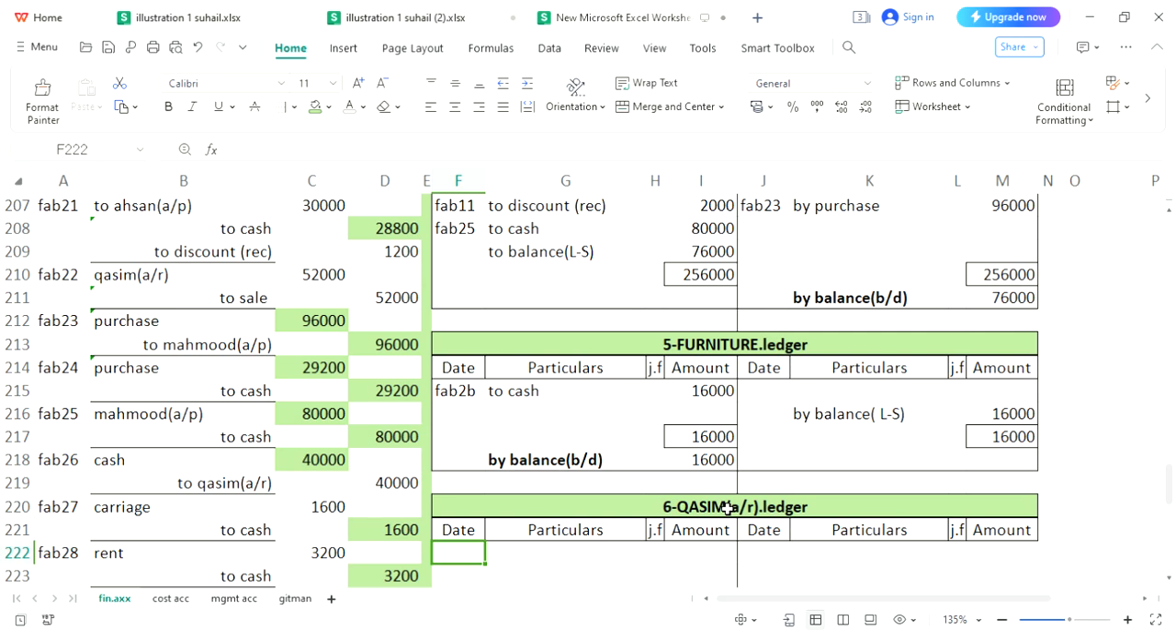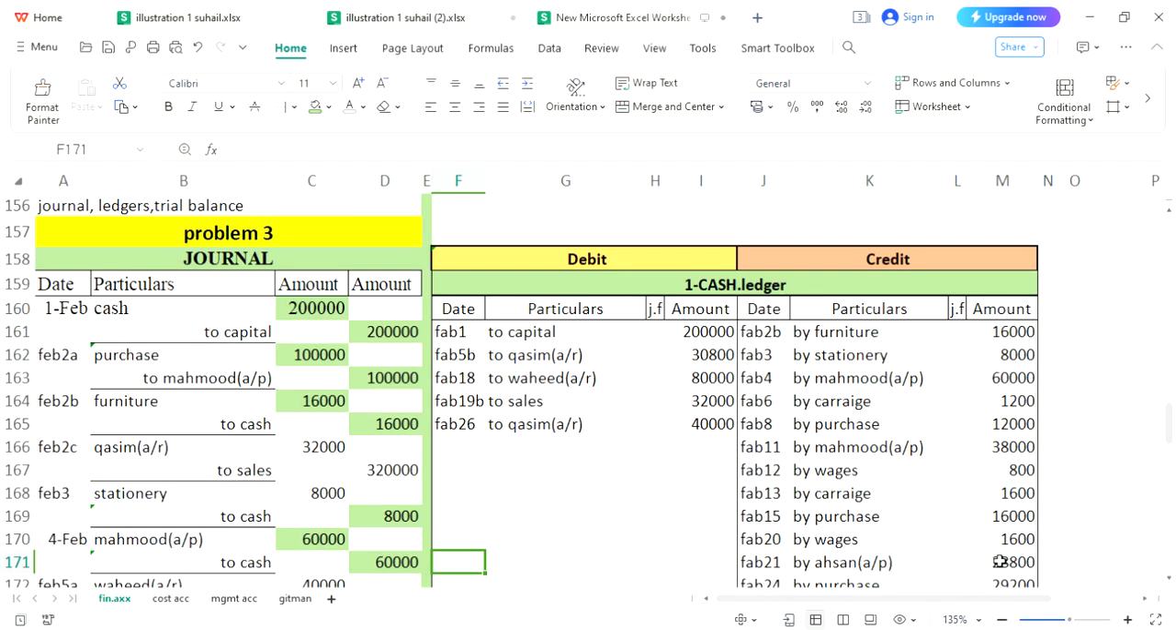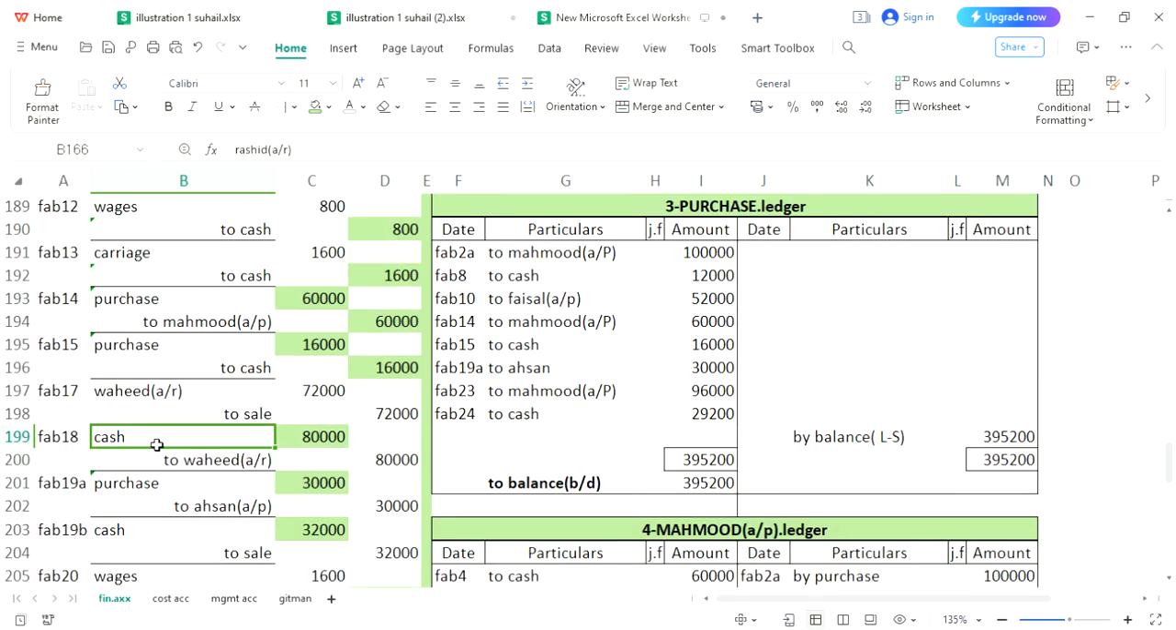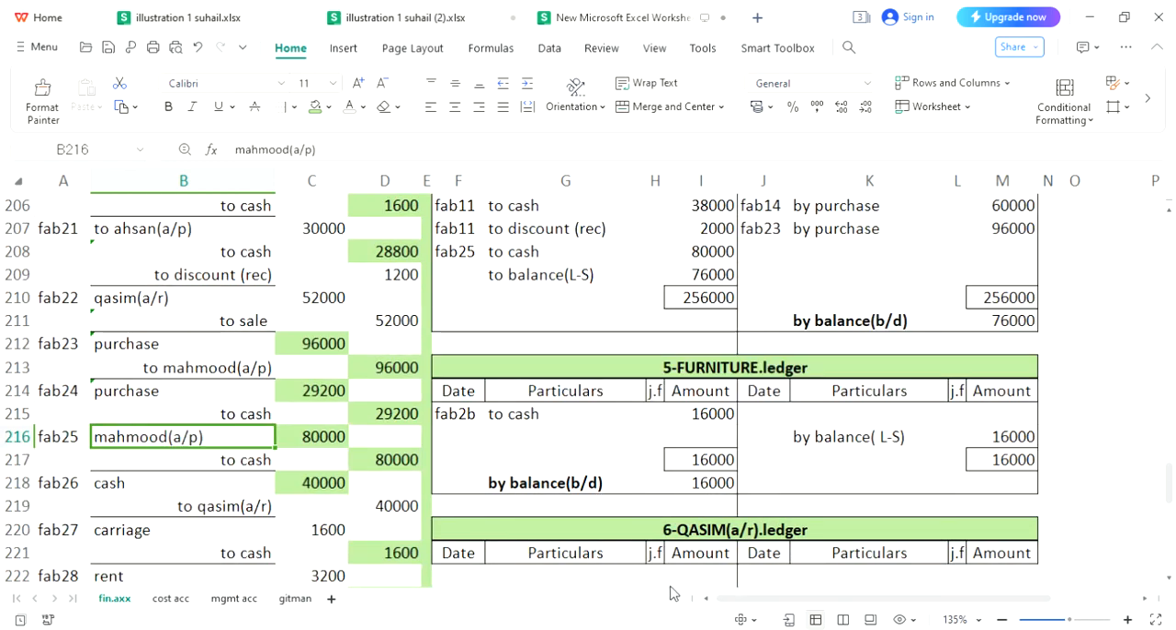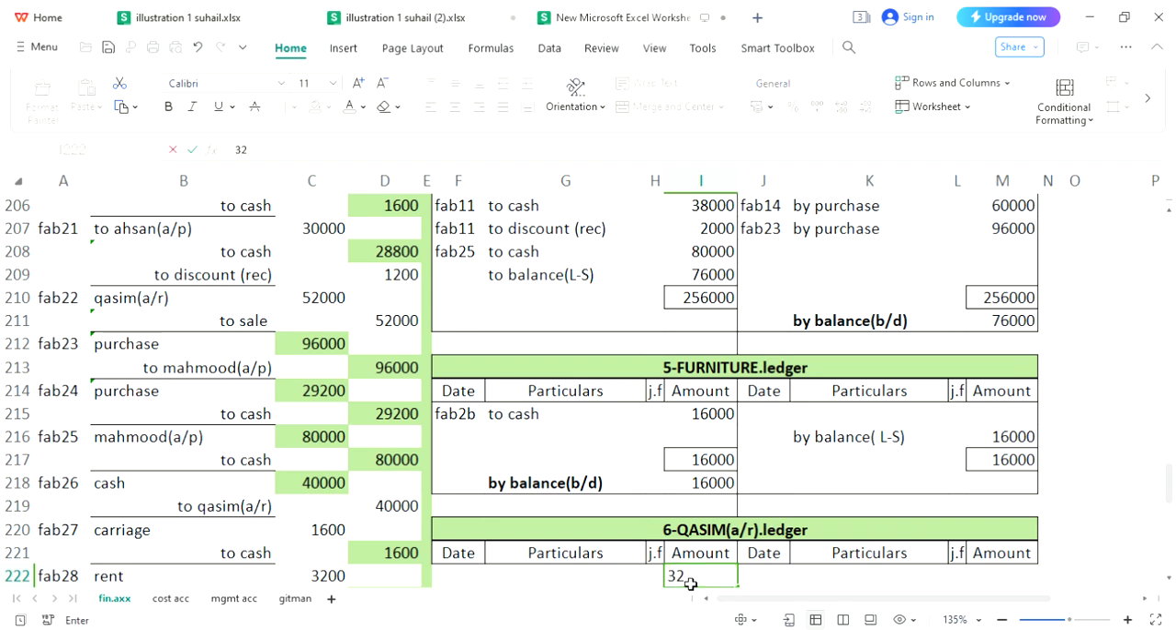If we are searching for Qasim in the journal and it is present on the debit side of the journal, we will post it on the debit side of the ledger as well. If Qasim is present on the credit side of the journal, we will post it on the credit side of the ledger. So the same side of journal and ledger will be used for posting. Let's go back to the journal entries and start searching from here. On February 2C we have found Qasim account receivable debit 32,000. So we will write down 32,000 on the debit side.